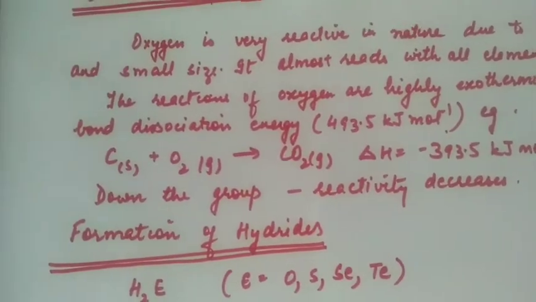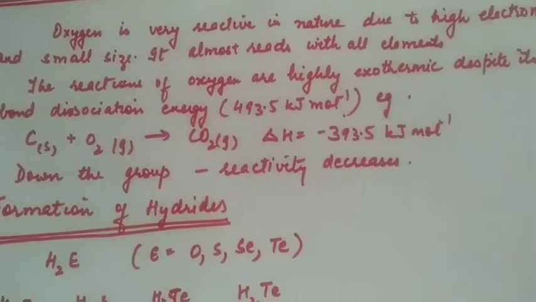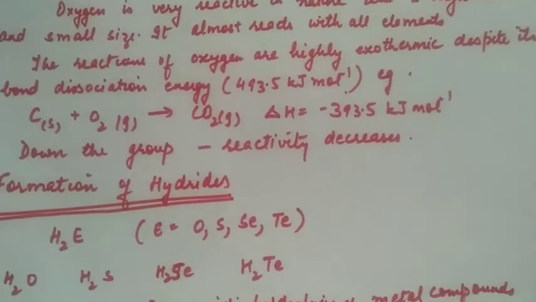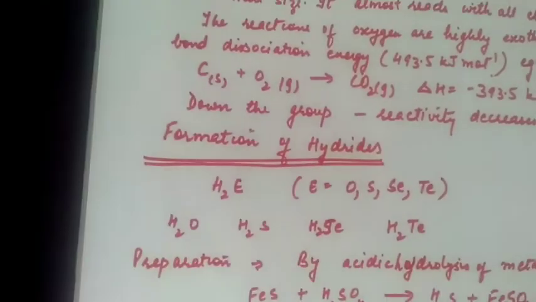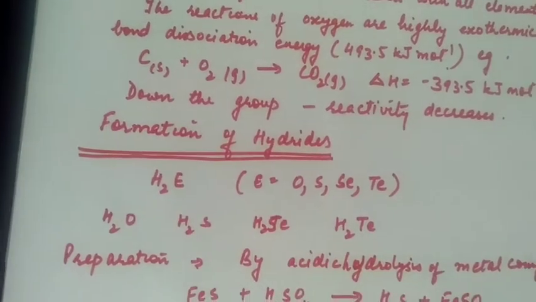Carbon burns in oxygen, producing carbon dioxide. Enthalpy of reaction is minus 393.5 kilojoules per mole. Down the group, the reactivity decreases.